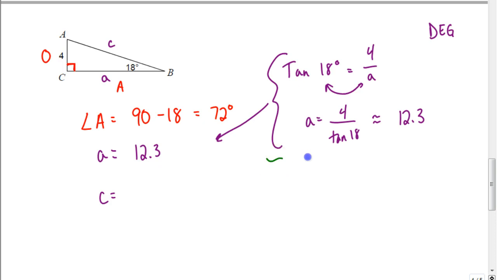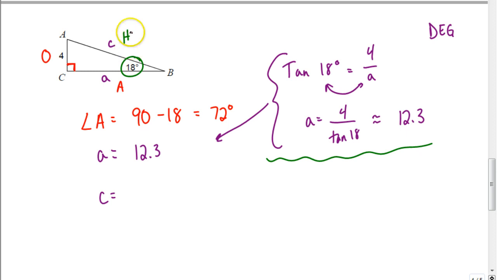So now let's talk about how to find side C. Now there's a couple ways we could do this. Since we're working with the right triangle, I could use the Pythagorean theorem, or I could use another trigonometric ratio, which is what I'm going to do here. So to figure out side C, what I do again is I look at this 18 degrees, and I know that side 4 is opposite that angle, and side C then is my hypotenuse.